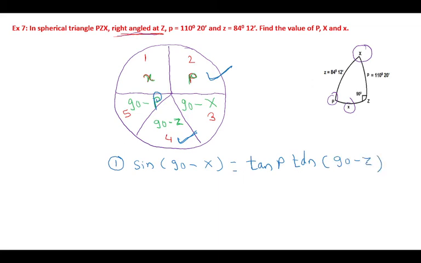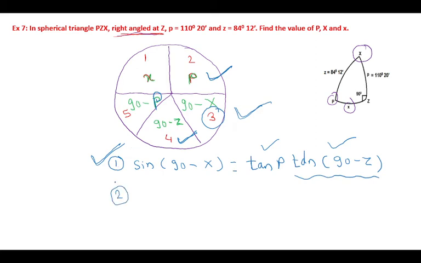Remember this p is known, so tan p can be calculated on the calculator. Tan of 90 minus z means cot z, which you can also calculate with a calculator. Just multiply. Sin of 90 minus theta becomes cos of capital X, and so capital X becomes a cos inverse. So we can compute capital X with this first formula. Now move to the second.